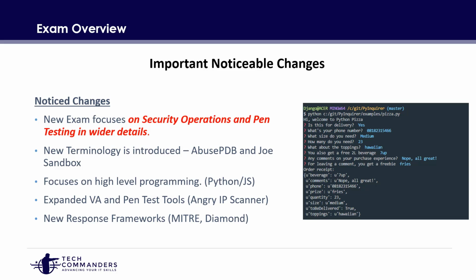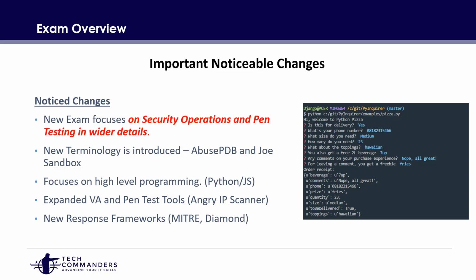Another area that seemed to really pick up was vulnerability analysis. Now, we had that, of course, on the previous exam. It's just that the net is wider here. Also, pen testing. This is another area as well that has been expanded on. You'll need to know, for example, what is Angry IP Scanner. Again, we'll cover all these in deeper detail.